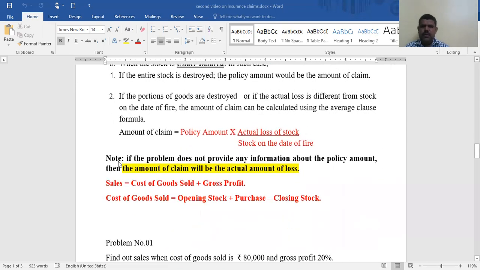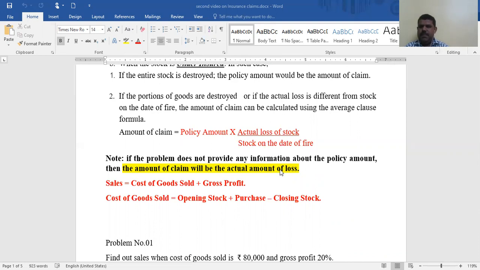Then I have given one note here: in a few problems the amount of insurance, or policy amount, will not be given. It means the problem is not incomplete, the problem is complete. We need to write a note: if the problem does not provide any information about the policy amount, then the amount of claim will be the amount of loss.